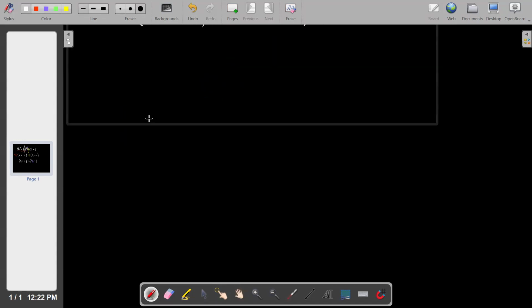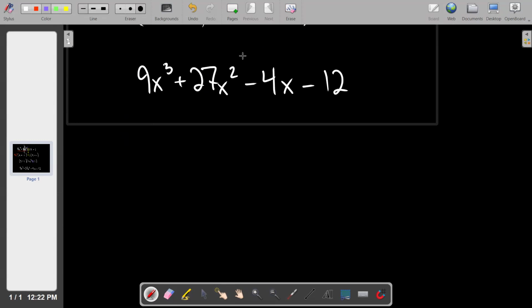This one is going to be 9x cubed plus 27x squared minus 4x minus 12. Of course, we would draw the wall. What's the GCF of the left side? Nice. So we're going to pull out 9 and 2x is like that. And what does that leave behind? X plus 3. Next step.